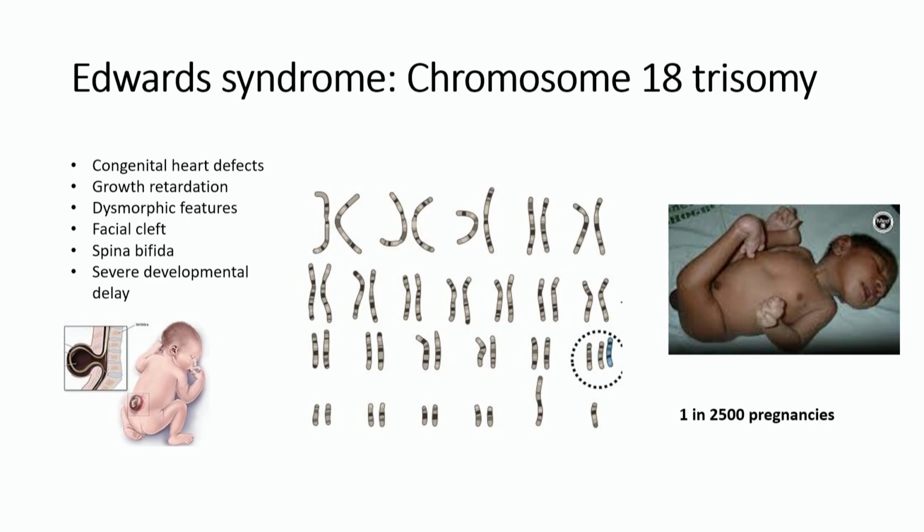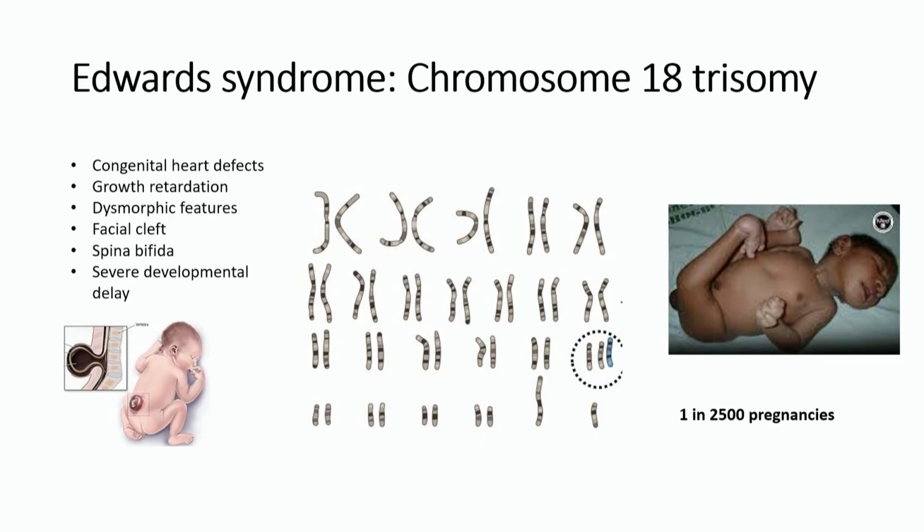Besides these, let us consider some other chromosomal anomalies. Chromosome 18 trisomy. We have seen chromosome 21 trisomy. We have seen the extra X chromosome, that is XXY, so far. Now in Edwards syndrome, chromosome 18 trisomy is there. In this, there are certain features.